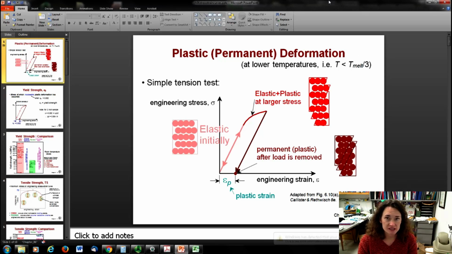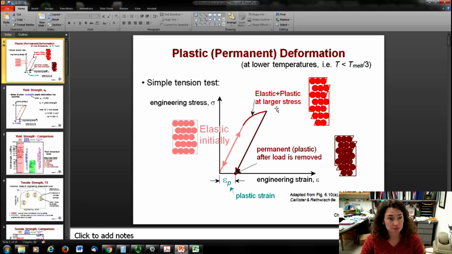If you increase the temperature of the material, of course, it's easier lots of times to get it to plastically deform. So what we're going to be talking about is sort of room temperatures or temperatures that are, say, less than a third of the melting temperature of the material. So I'm again still discussing what happens when you're doing a simple tensile strength test where you're taking the material and you're pulling on it like this.